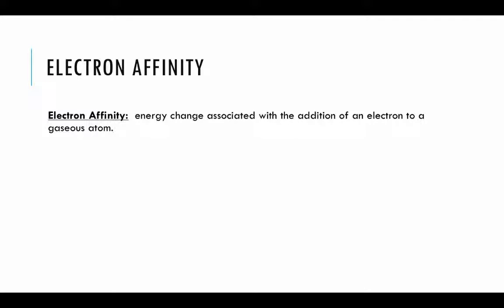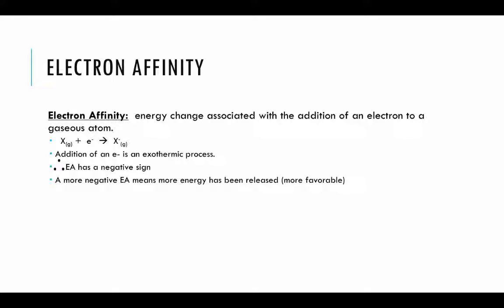Electron affinity is defined as the energy change associated with the addition of an electron to a gaseous atom. This process is represented by the equation here. This is in some ways the opposite of the ionization energy. Since the addition of an electron is an exothermic process, electron affinity will have a negative sign. A more negative electron affinity means that more energy has been released. It's a more thermodynamically favorable process.